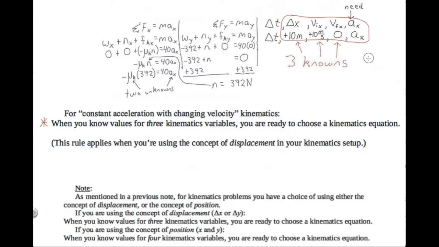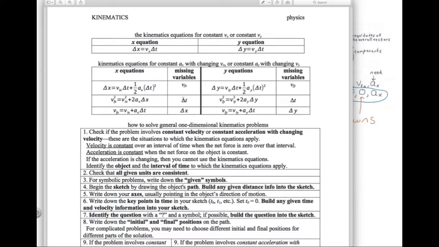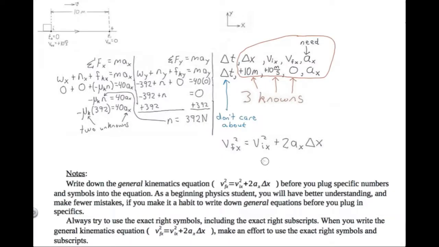But here's a faster way to pick the equation. On this problem, the one kinematics variable that we don't particularly care about is delta t. So the fastest way to pick the correct kinematics equation is to choose the equation that's missing the variable delta t. So we should pick the kinematics equation that's missing delta t. We pick this equation because it's missing delta t. We're going to use this kinematics equation. V final x squared equals v initial x squared plus 2a sub x delta x.